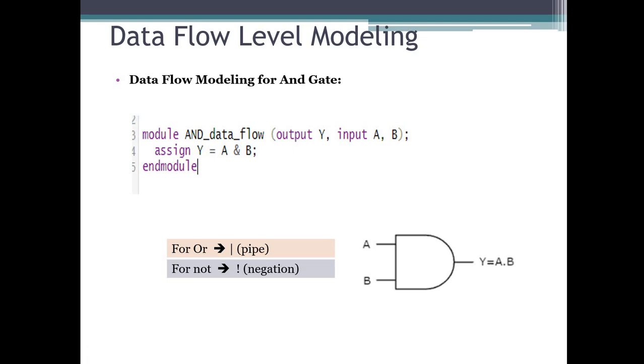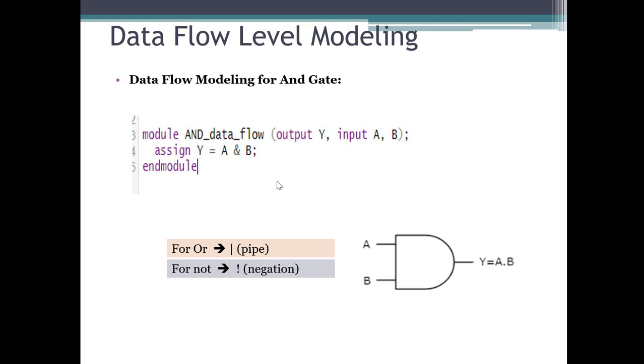Now in data flow we always use the assign keyword. Why we do this, I'll tell you when we see data flow modeling in depth. For now, just understand you have to use the assign keyword in the data flow model, and then give y is equal to a and b. So you are doing a AND b and assigning it to y, and then closing with endmodule. This performs as a data flow model. In data flow there is nothing much changed; you just use the assign keyword and perform the same thing.